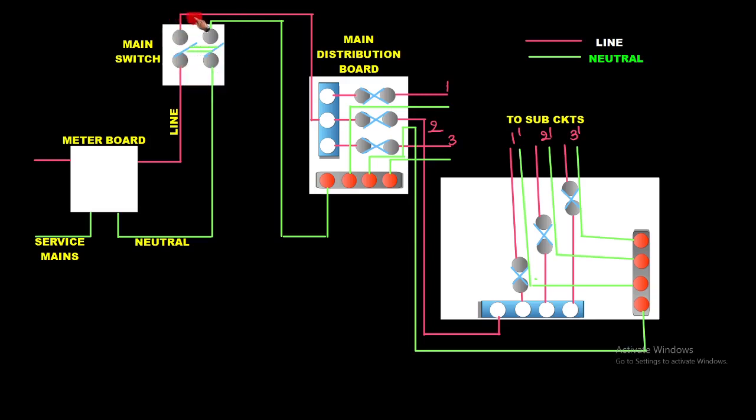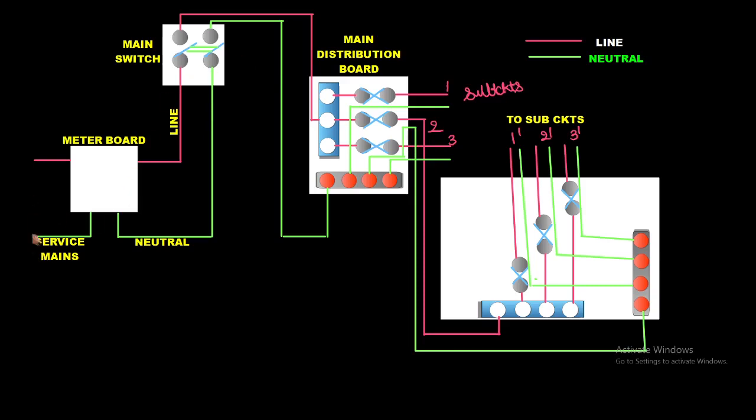From the main switch it is connected to the main distribution board. Once again we connect the main distribution board. This will be given to these sub circuits. Here it is showing clearly the sub circuits. So this is also sub circuits. I am showing here, these are the sub circuits we are giving.